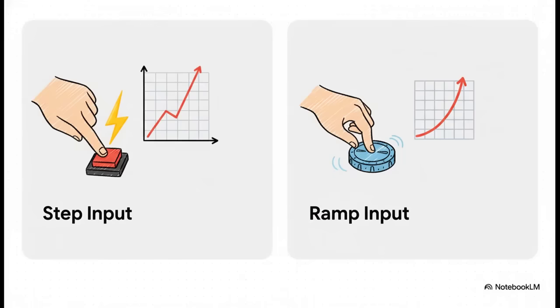So the book starts with two really fundamental command types. First, you have a step input. This is like flicking a light switch. Bam! You instantly tell the motors to jump from one speed to another. Then you have a ramp input, which is more like slowly turning a dimmer switch. It's a gradual, smooth increase in motor speed over time.